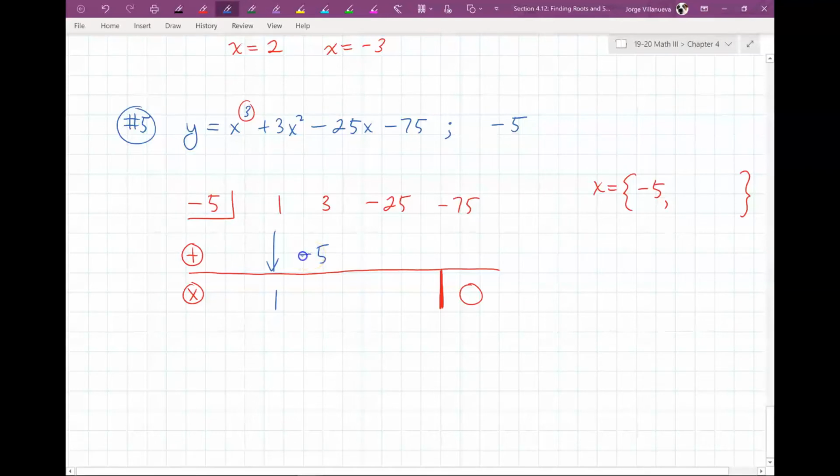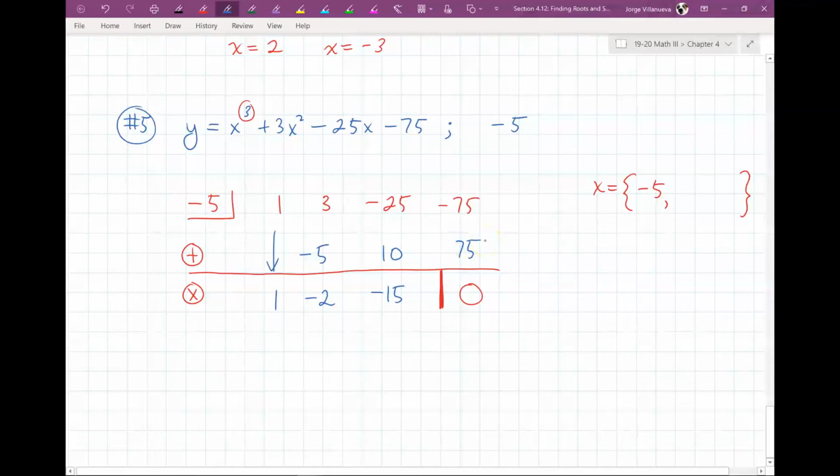So this should be a negative 5, right? Because negative 5 times 1 is negative 5. Now, when you add this, 3 plus a negative 5, that's a negative 2. Okay? Now, negative 5 times a negative 2, that's a positive 10. And a negative 25 plus 10 is a negative 15. And negative 5 times a negative 15, 75. And negative 75 plus 75 is 0.